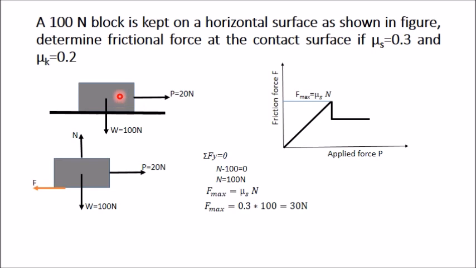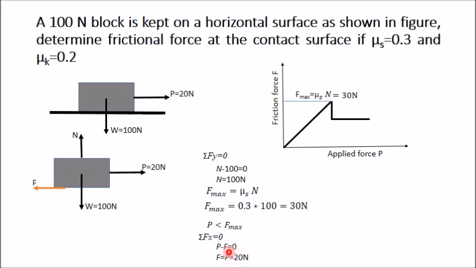If this block is in equilibrium, you can apply other equation of equilibrium, that is sigma Fx equal to 0. According to this equation, in x direction there are only two forces, one towards right and one towards left. So P minus F is equal to 0. From that you can get F is equal to P is equal to 20 Newton.